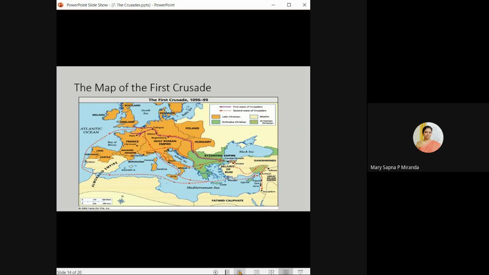Now this is the map of the first crusade. So from here, that is France, we have seen, right? Now Robert of Normandy was there. So they traveled from here through the Holy Roman Empire into the Byzantine Empire, and then crossing over to the Seljuk area, and then moving towards Jerusalem.